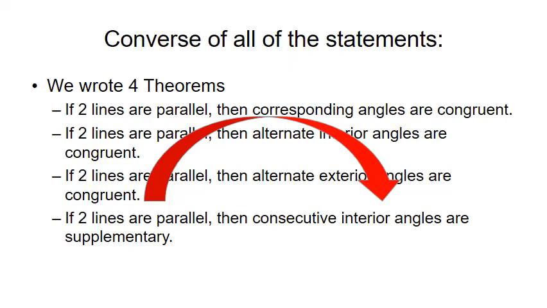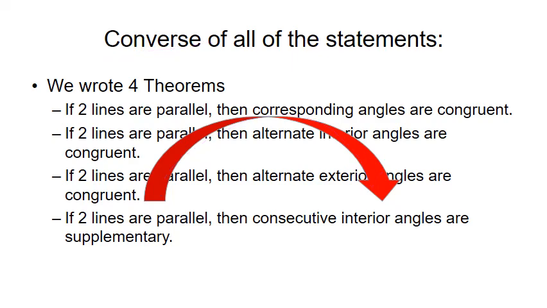The four theorems that we worked with in our green foldable are written here. If two lines are parallel, then corresponding angles are congruent. If two lines are parallel, then alternate interior angles are congruent. If two lines are parallel, then alternate exterior angles are congruent. And lastly, if two lines are parallel, then consecutive interior angles or same side interior angles are supplementary. The converse of all these statements is what this arrow is saying. Just like I said on the last slide, we're going to switch the order.